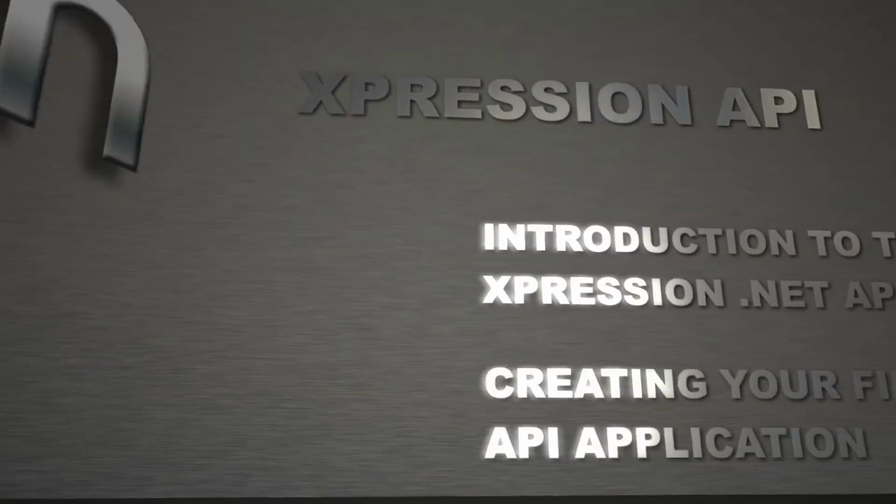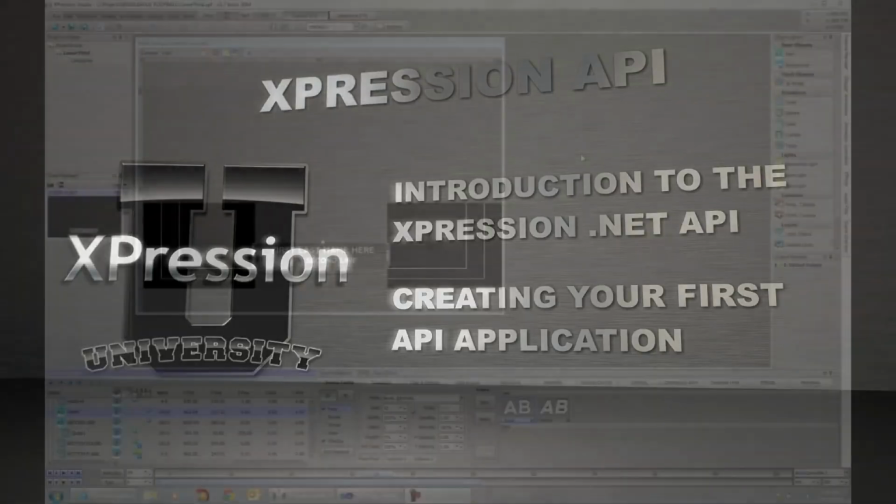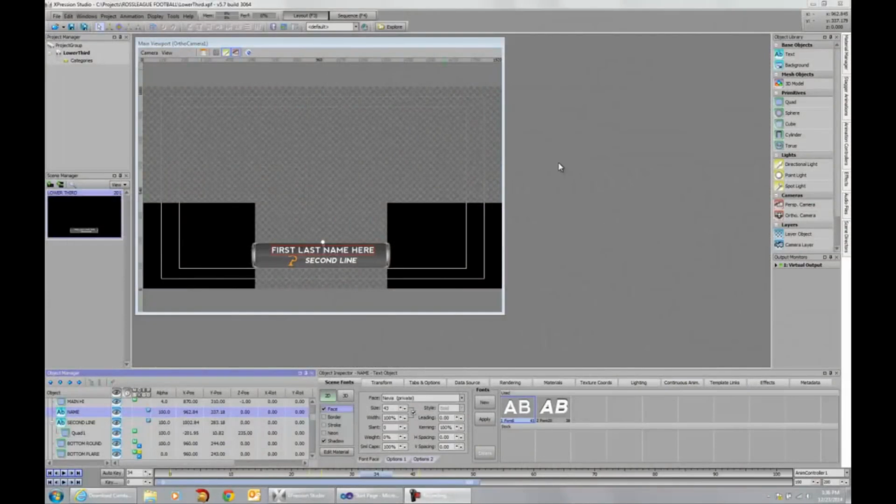In this video, I'm going to show you how you can use Visual Studio to write a C# or a Visual Basic application that will connect to the .NET interface of XPression to be able to control your graphics. For this example, I'm going to use this lower third template, and we'll write an application that can set the name and the second line in this template and play it to air.